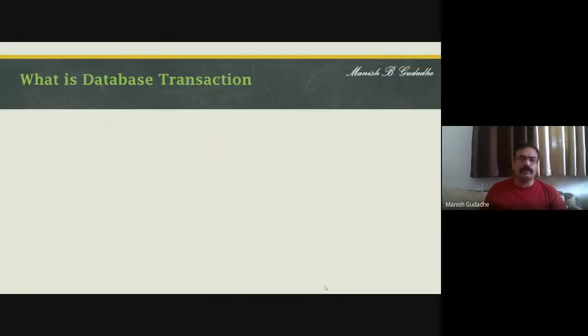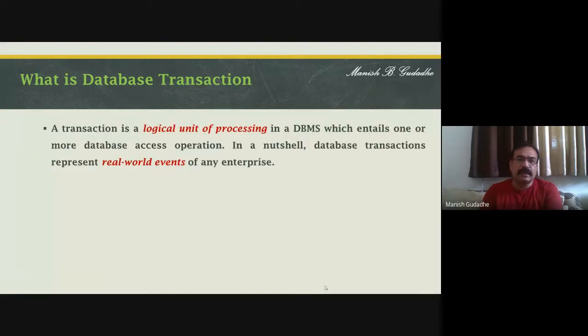But when we go for a formal definition, it's a logical unit of processing in a DBMS which entails one or more database access operations. So a unit in which some action or some access operation is performed. We are going to access a database and perform some action on that. That action may be anything: modification, simply displaying the database, updation, or creation of a database, which involves an access operation.